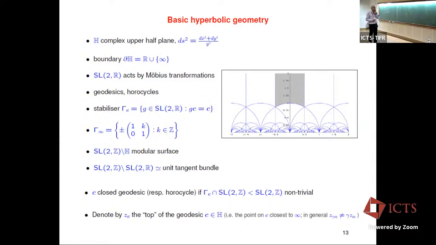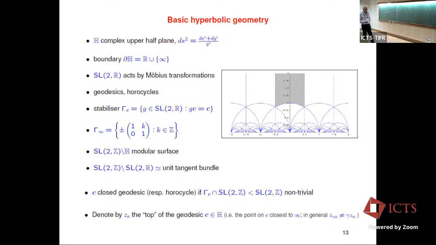I'll denote the stabilizer of a point or a geodesic, the stabilizer group, in this way. So C could be a curve here, or a horocycle, or a geodesic. It could also be a point. Γ_∞ is the stabilizer at infinity. So that's just this group, viewed as a subgroup of SL(2,Z). H mod SL(2,Z) is the modular surface. SL(2,R) modulo SL(2,Z) we view as the unit tangent bundle of the modular surface.